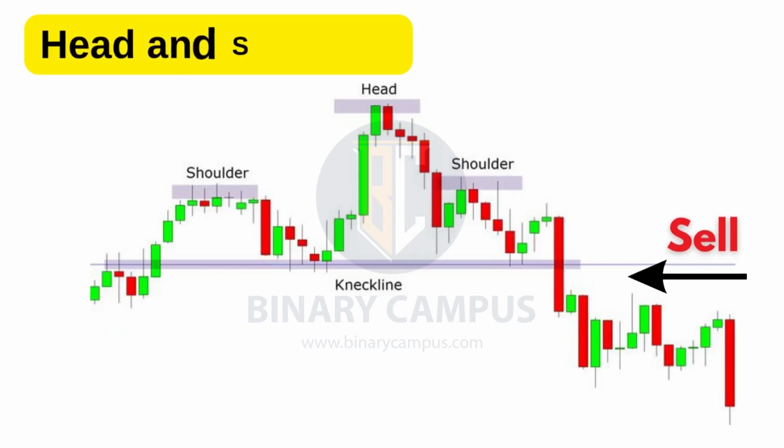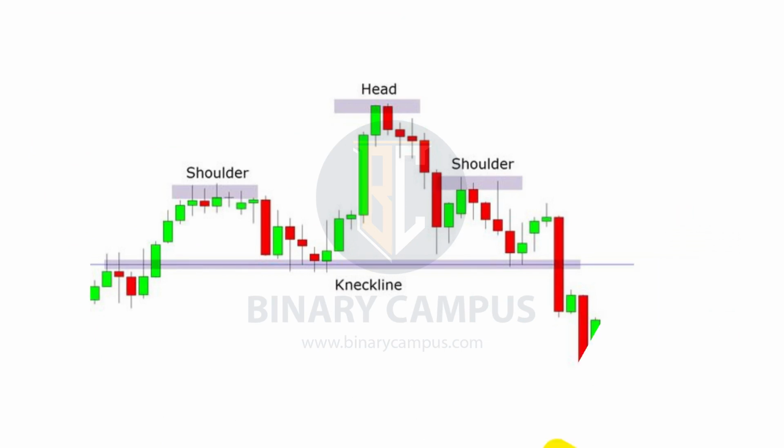After the right shoulder is formed, the most common entry point is a breakout of the neckline with a stop above or below the right shoulder. The minimum profit target is the difference of the high and low of the pattern, added or subtracted from the breakout. Fourth one is triple top.